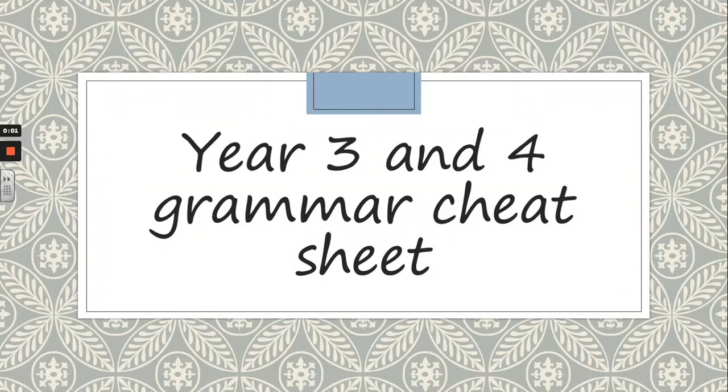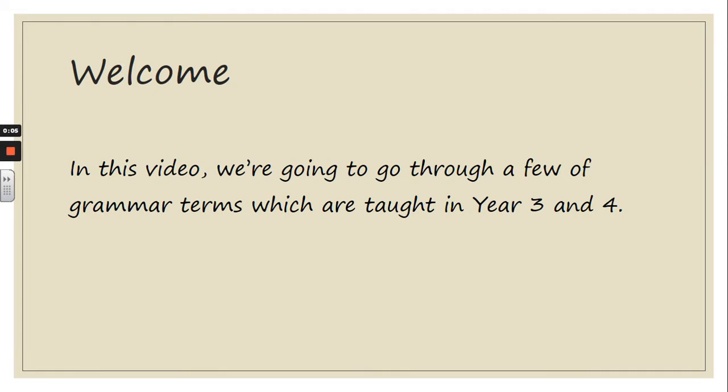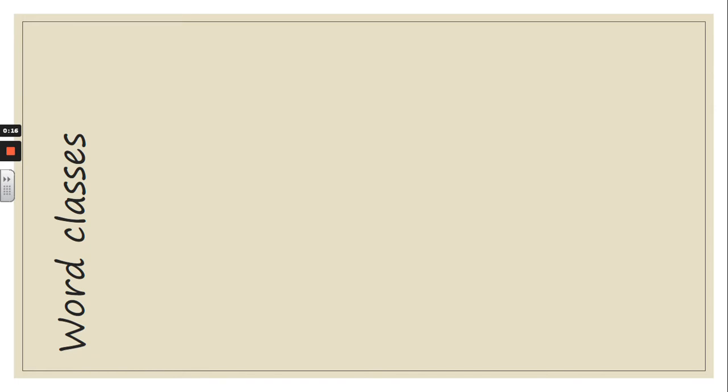Hello, welcome to the Year 3 and 4 grammar cheat sheet. Today we're going to be going through a few things which are taught in Year 3 and 4 for our grammar objectives, just to try and help you get your head around some of the different terms and what they all mean. So we're starting off today with word classes.